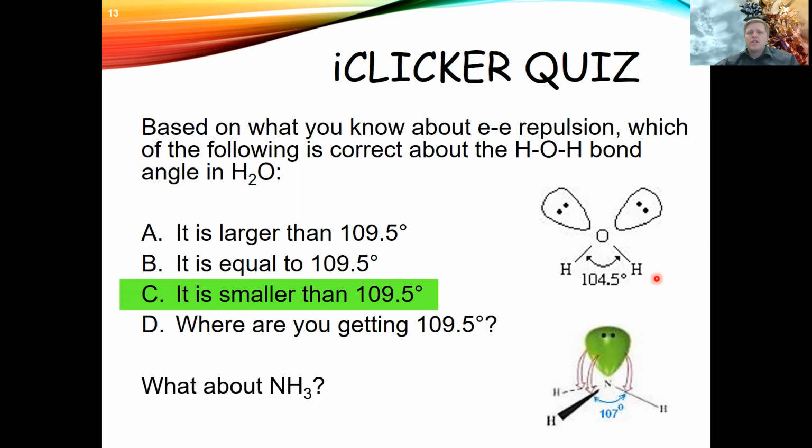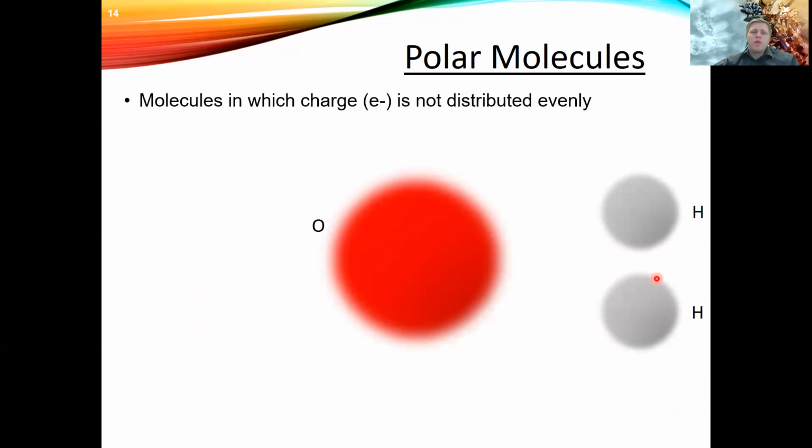So that's it for geometry. We'll move on to polarity on the next slide. But like I said, make sure you get all those geometries memorized and understand the difference between electron geometry and molecular geometry, and also be able to predict how bond angles are going to be affected by different electron groups. All right, now let's move on to polarity.